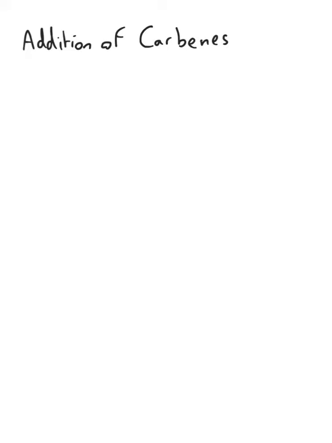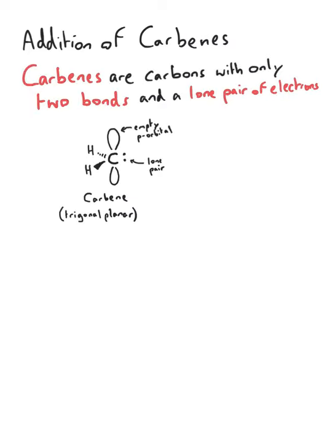This video is on the addition of carbenes to double bonds. Carbenes are carbons with only 2 bonds and a lone pair of electrons. They are very reactive and very unstable. Why? Because carbon wants 4 bonds, not 2.